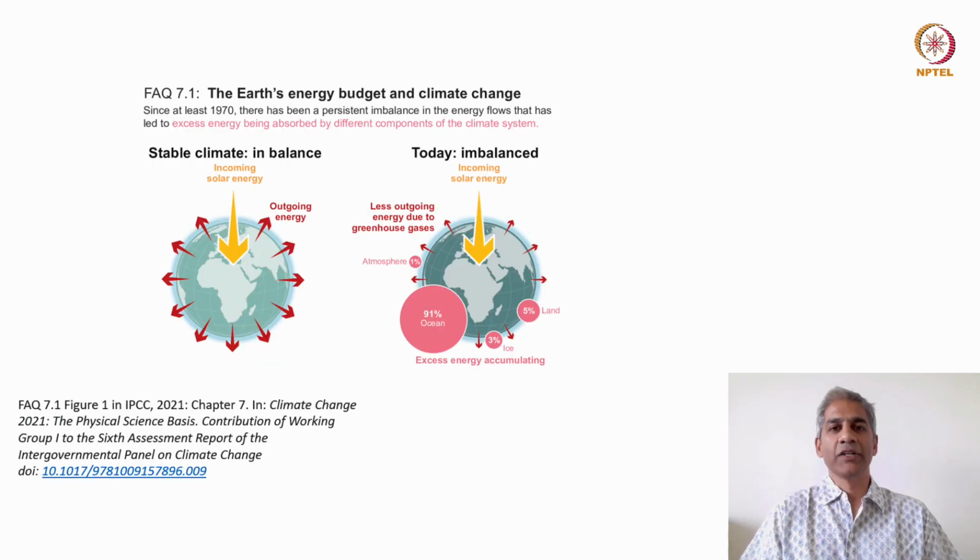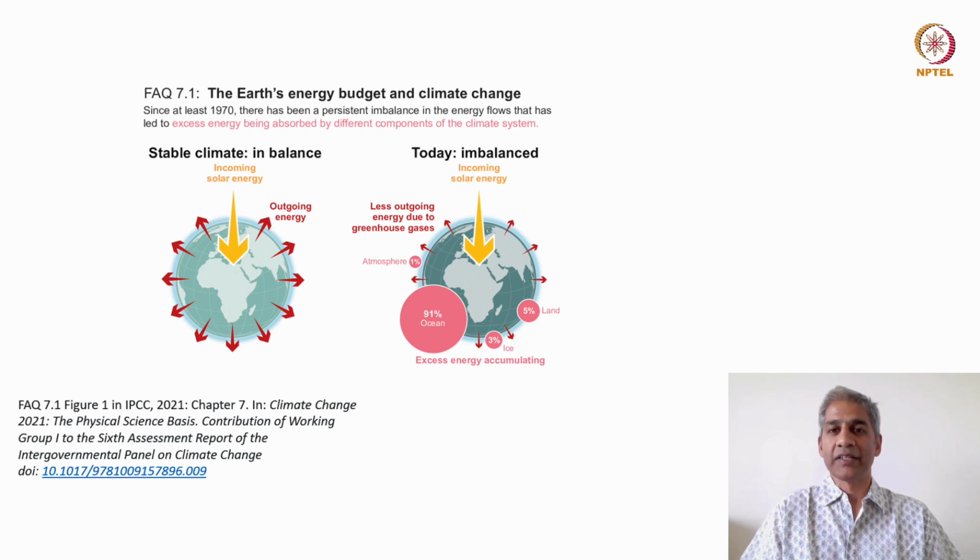So what does the accumulation of greenhouse gases in the atmosphere and the associated warming do to the Earth's climate? So here we have to consider the Earth's energy budget. And under normal circumstances, you would have a stable climate where you have a certain amount of solar energy coming in. Some of it will be absorbed and then most of it will be reflected out.